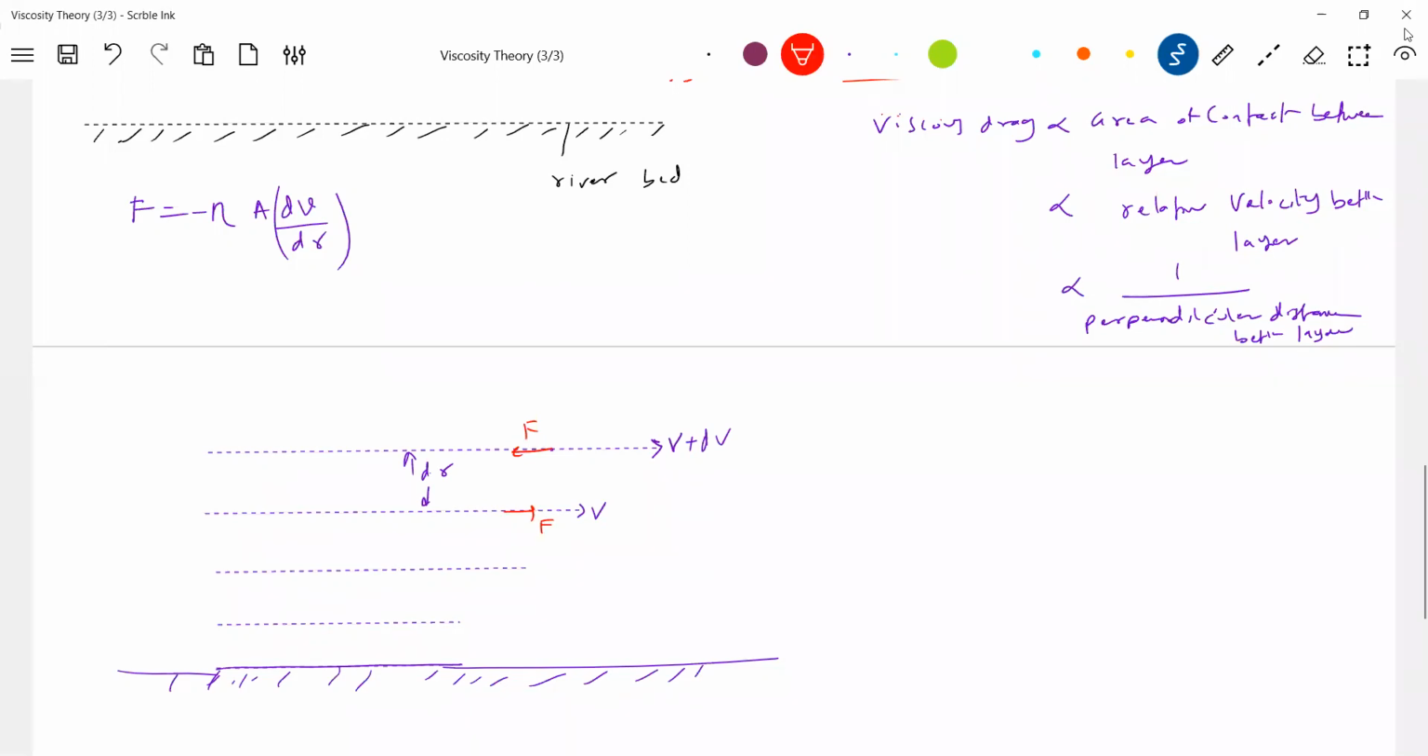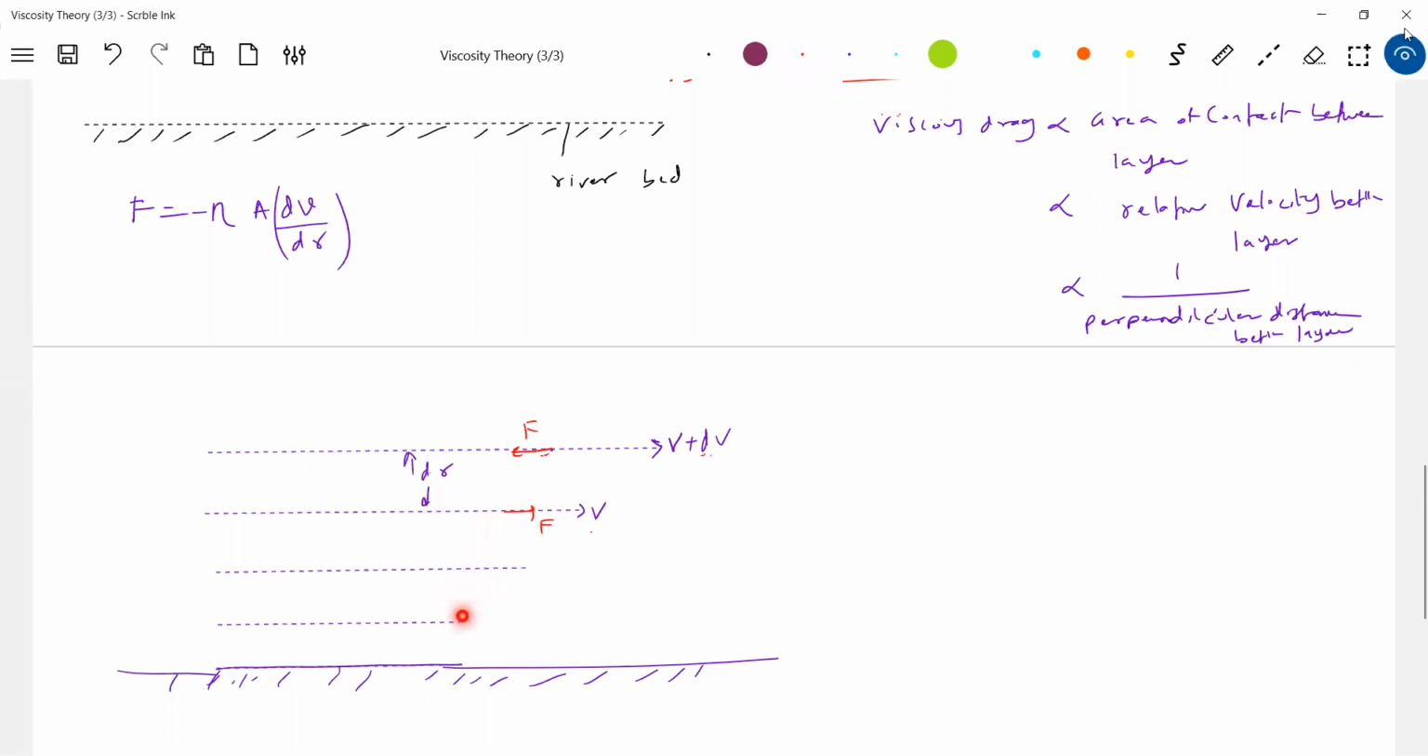The force exerted by this layer on this one. So what is V plus dV? This layer has more speed than this one. And what is dr? It is the perpendicular distance measured between layers, because dr will be in this direction. Sir, will there be any viscous drag on these two? Yes, it will be there.